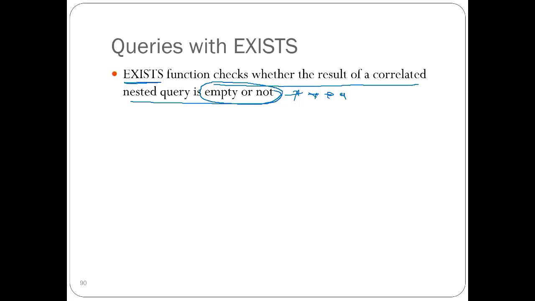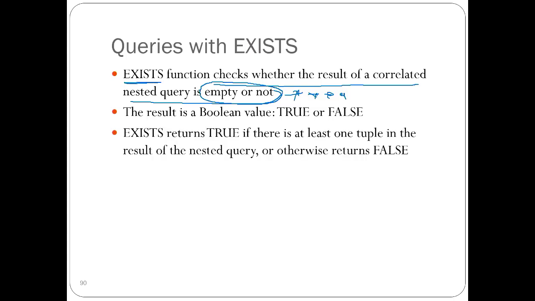So this would be Boolean, true or false. Now let's try to understand when it is going to be true and when it is going to be false. Exists means there is at least one tuple that satisfies the condition, right? Not exists means there is no tuple that satisfies the condition.